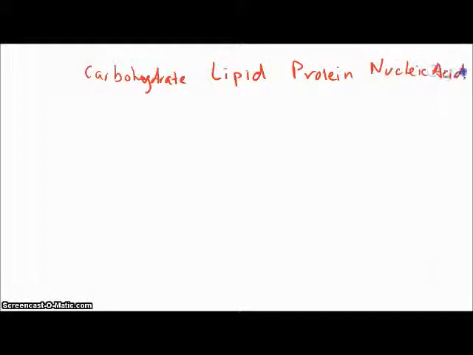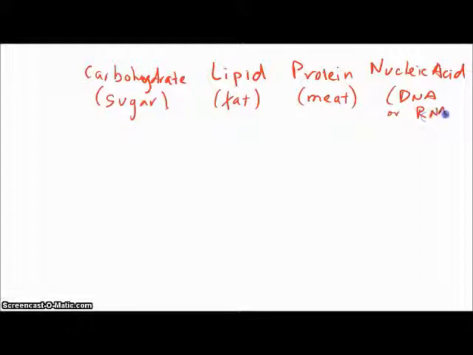So within the organic compounds, there are 4 different macromolecules. There are carbohydrates, lipids, proteins, and nucleic acids. Carbohydrates, or carbs, are your sugar, and lipids are fat, proteins are like meat, and nucleic acids are DNA or RNA.